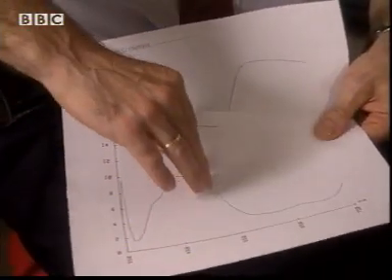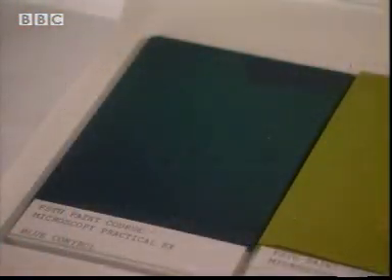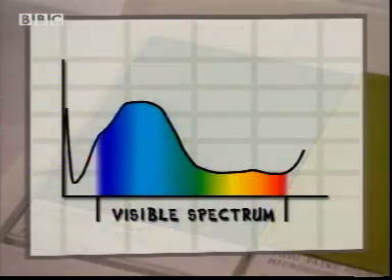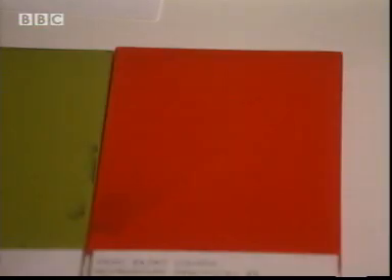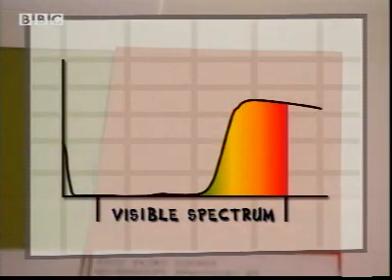Peter can use a special machine to measure how different colours reflect white light, which of course is made up of all the colours in the visible spectrum. A blue paint, for example, mainly reflects the blue part of the spectrum, whereas a red paint will mainly reflect the red part of the spectrum.